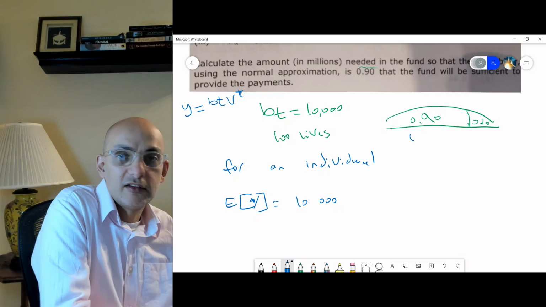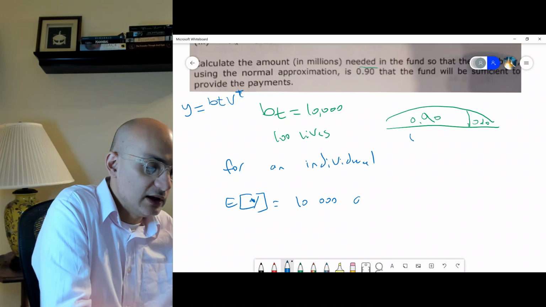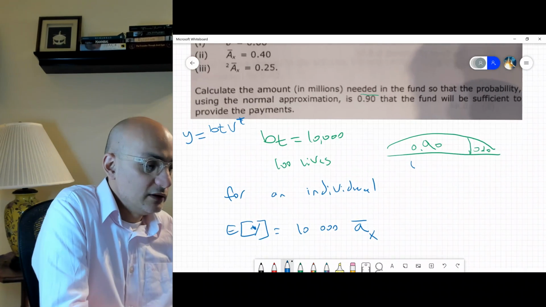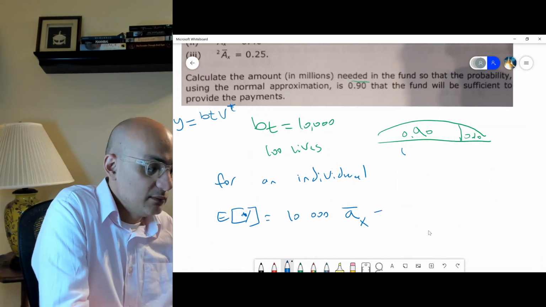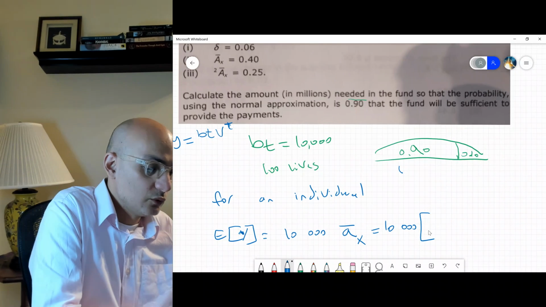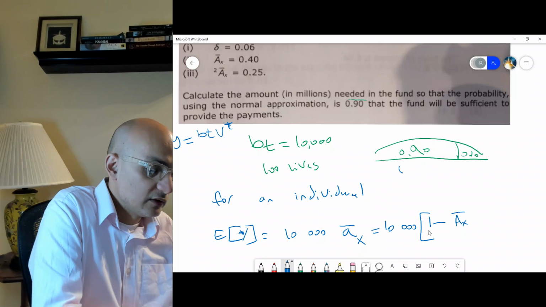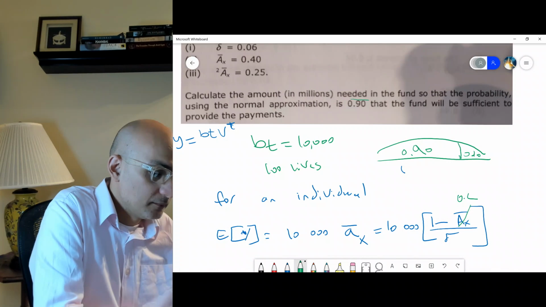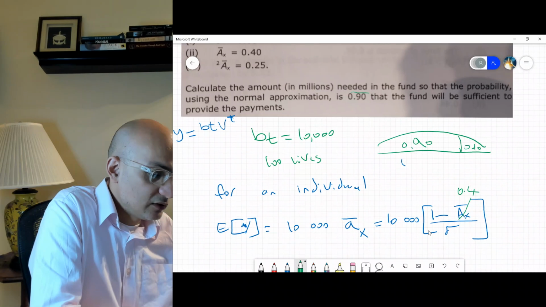multiplied by the expected value of the whole life insurance, which is AX continuous, because it says it's continuous, right? It's very important. Now, what is AX? Well, this can be 10,000 times it. Now, the relationship between AX and capital A X is 1 minus AX divided by delta. If you replace what you have here, it is 0.4 and delta is 6%.